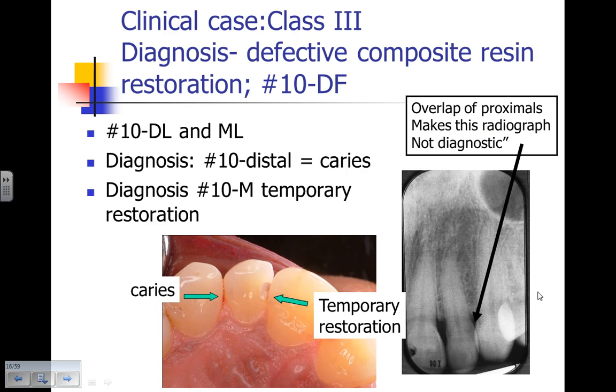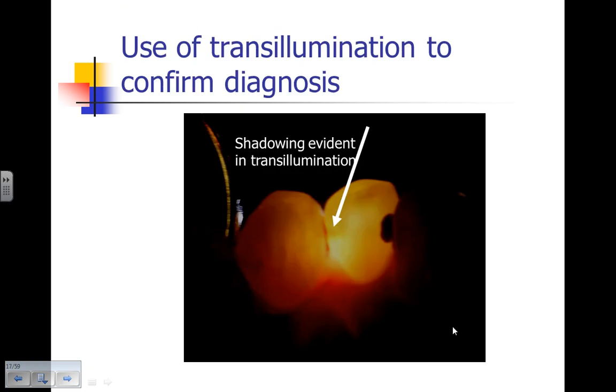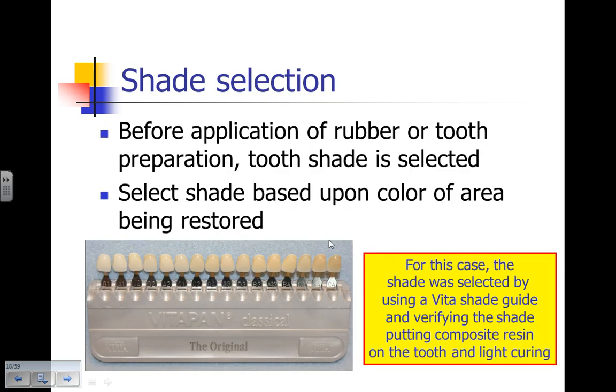Number 10, distal lingual and mesiolingual. And in fact, number 10 has a temporary restoration on the mesiolingual, and on the distal lingual we have a carious lesion that's apparent on the radiograph and through transillumination. We do our transillumination, and this is that ivory colored caries we were talking about, and we can see a very slight shadowing during transillumination as we confirm our diagnosis.